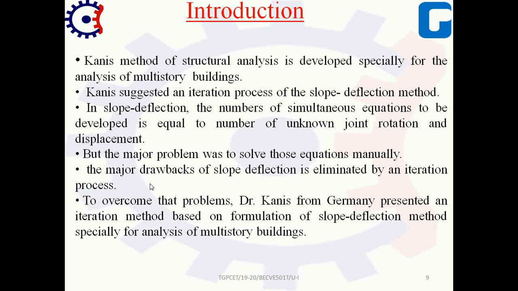Kani's method of structural analysis is developed specially for the analysis of multi-story buildings. Kani suggested an iteration process of the slope deflection method. In slope deflection, the number of simultaneous equations to be developed is equal to the number of unknown joint rotations and displacements. But the major problem was to solve those equations manually. The major drawback of slope deflection is eliminated by an iteration process. Kani's method is also called the iteration method.